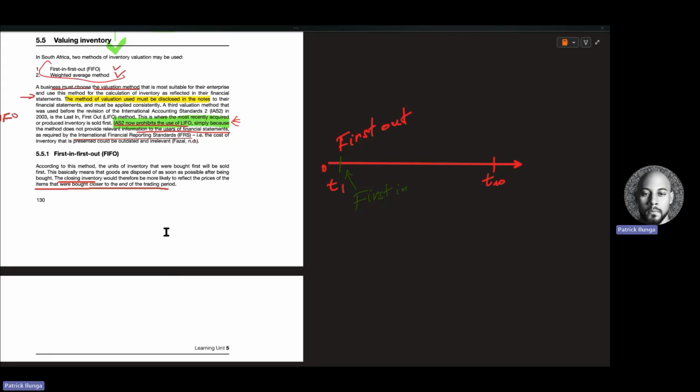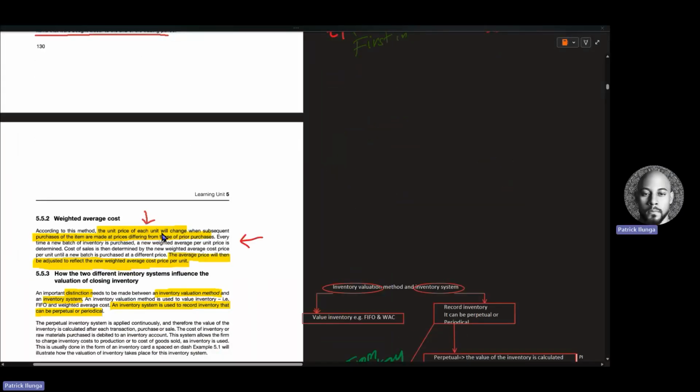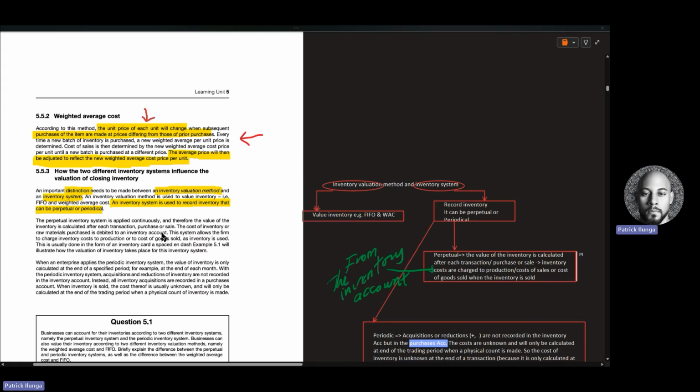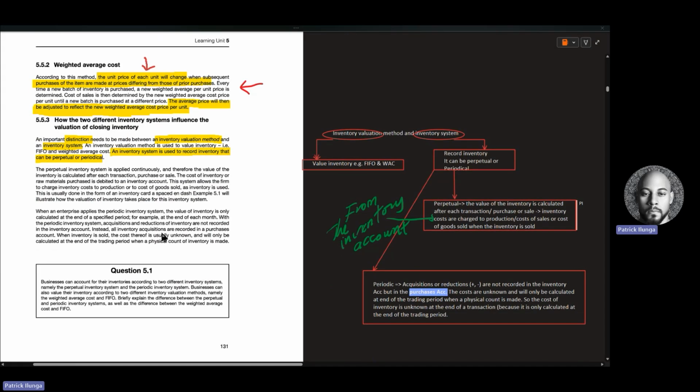So remember, we are talking about the first in, first out, as well as the weighted average methods. Again, just a reminder that these are methods. These are not systems. These are not inventory systems. And we shall touch on the inventory systems just about now. So you do have two inventory systems that you need to keep in mind.